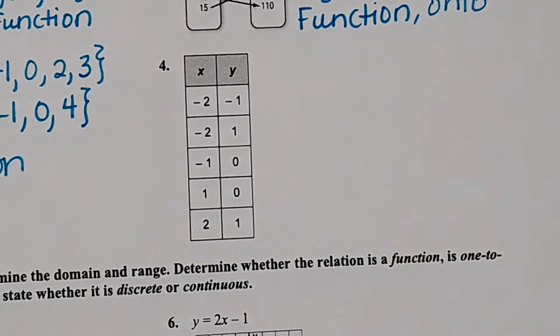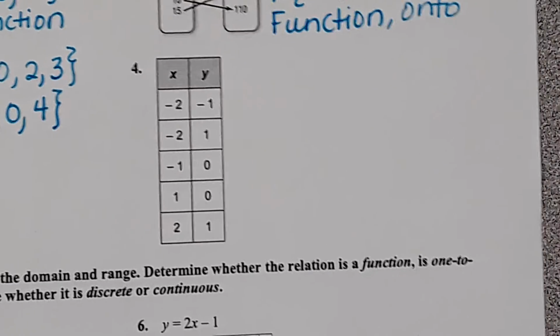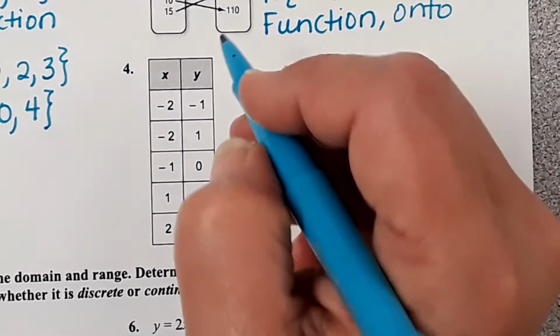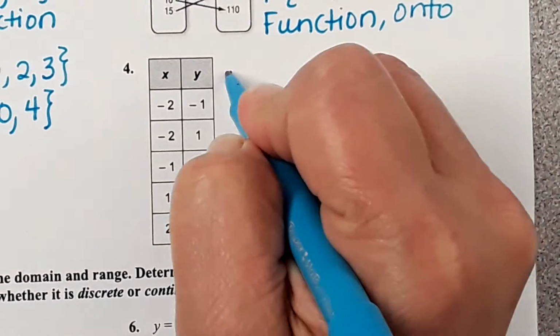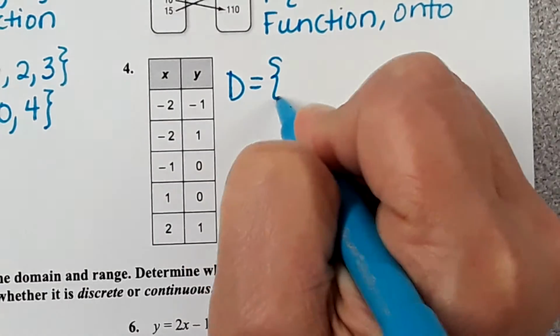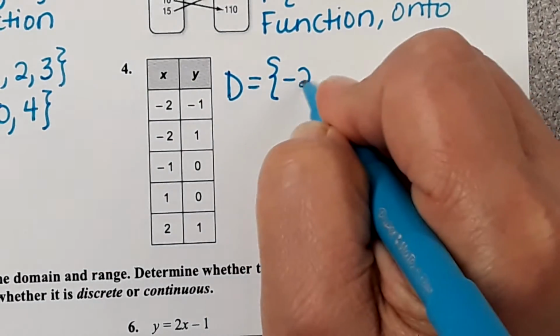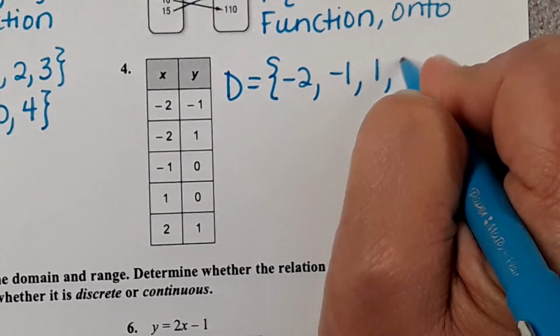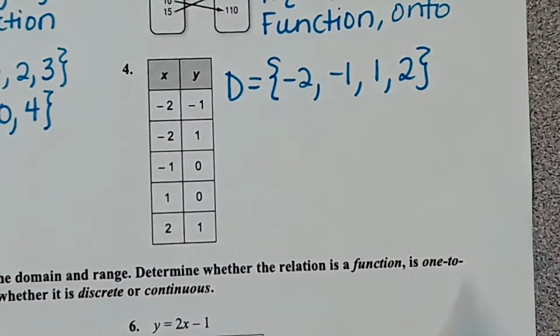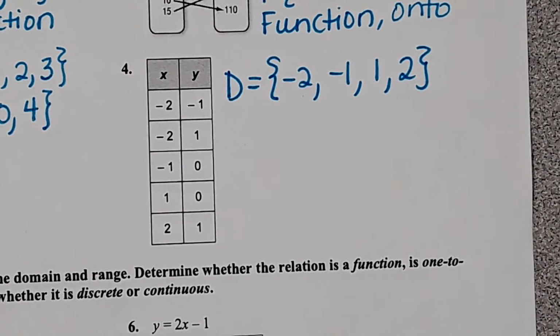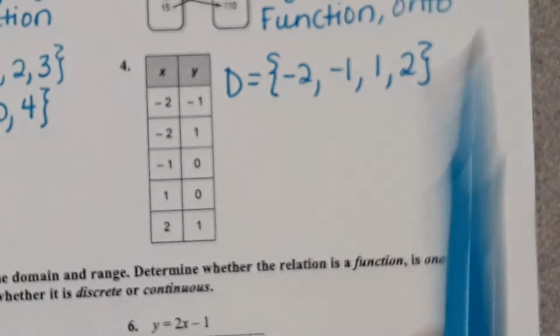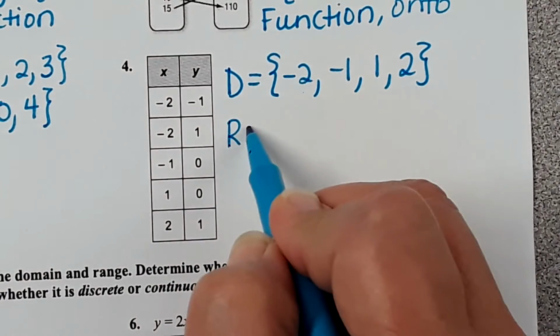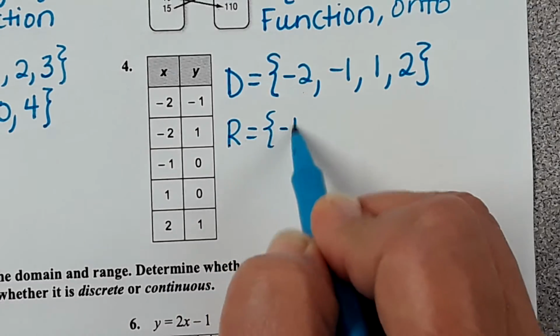Okay, number 4. What is the domain? -2, -1, 1, and 2. What did the domain just tell me? There's two. It's not a function because the domain repeats. What is the range? -1, 0, and 1.